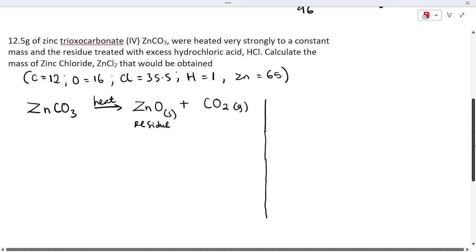It was heated. Okay, when it was heated, it gave the oxide and a gas, and the oxide is classified as the residue. So it is that residue that actually reacted with hydrochloric acid. Again, if you remember, oxides of zinc are amphoteric. So practically what that means is that when they react with acids, you are going to get salt and water. So you are going to have zinc chloride and water.